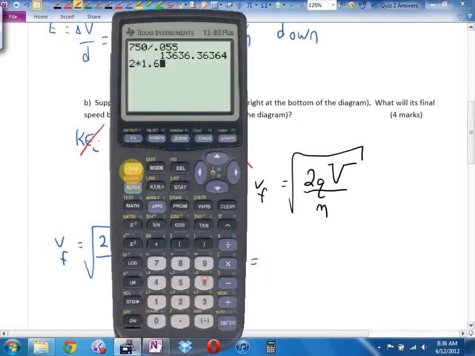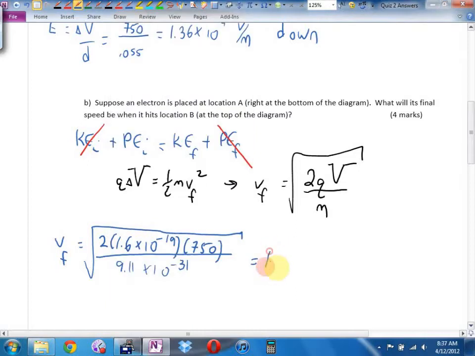2 times 1.6 times 10 to the negative 19 times 750 divided by 9.11 times 10 to the negative 31. Square root of that. You get 1.6 times 10 to the 7. In terms of marking, I would probably give you one mark if I saw this, one mark for that, one mark for that, and one mark for the answer.